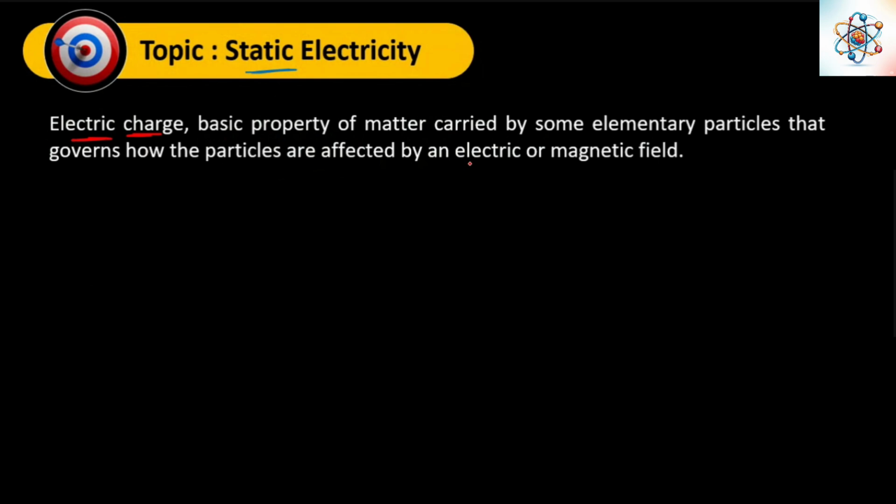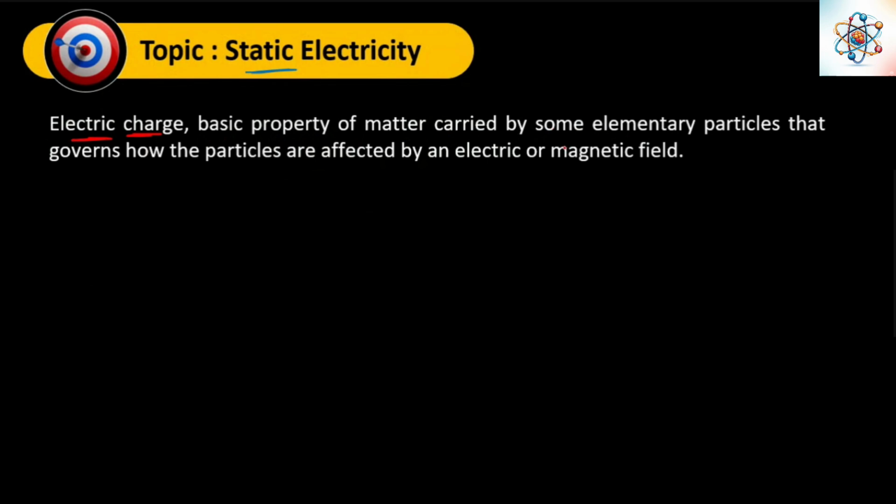In simple words, electric charge is an intrinsic property of any matter, any type of matter. Electric charge is something from which matter must have been made, or you can say matter always contains electric charge. So it is an intrinsic property. It is there in every matter. So electric charge is something like that.